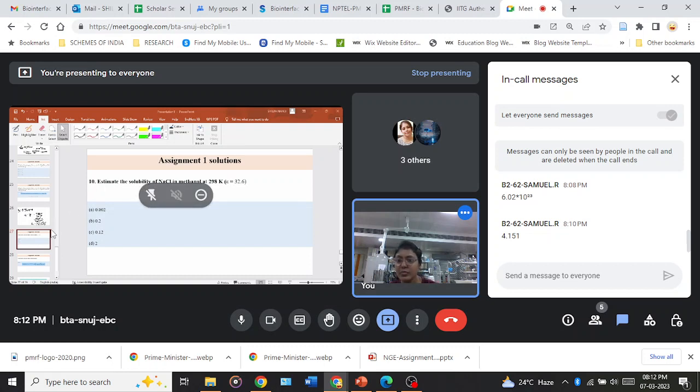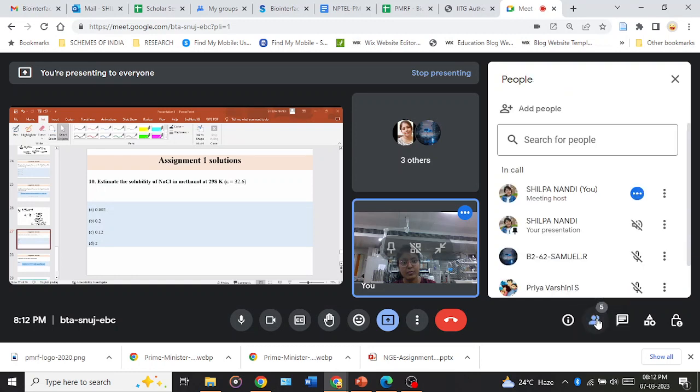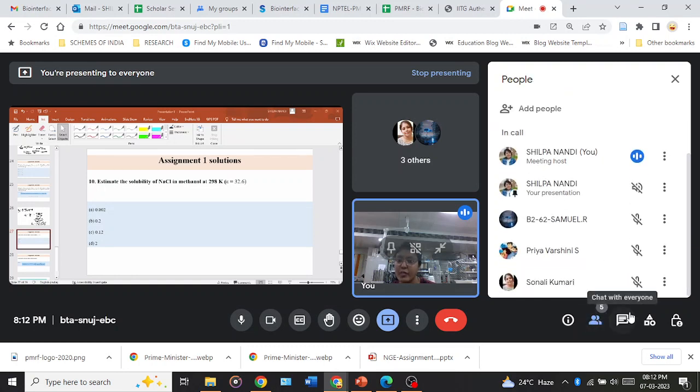So okay, let's move on to this last question, which is estimating the solubility of NaCl in methanol at 298 Kelvin. The options are also given here: 0.002, next is 0.2, C is 0.12, and lastly it is 2. So how do you relate this solubility of NaCl? Can anyone think about what formula or what equation can be put on here? I think one of the questions which we discussed earlier mentioned this term solubility.